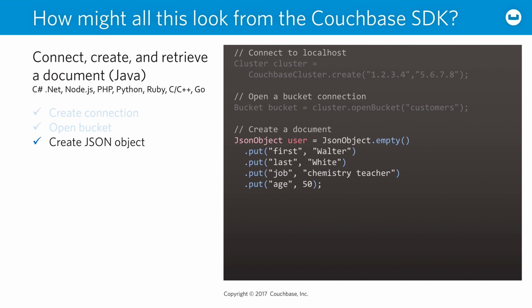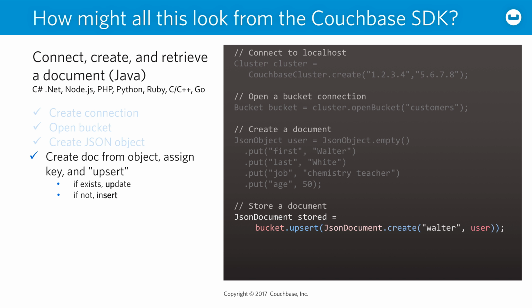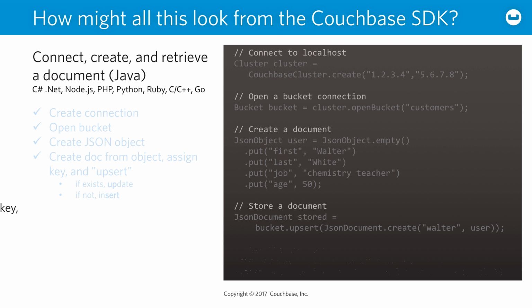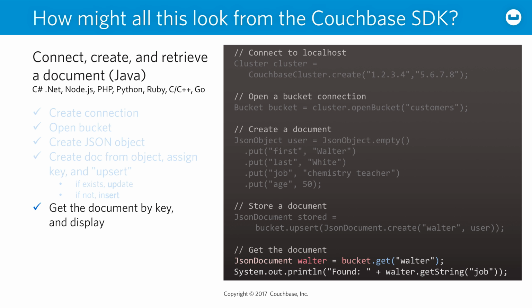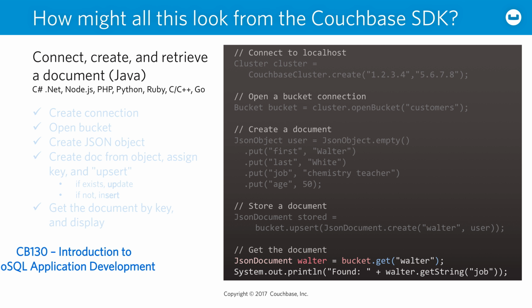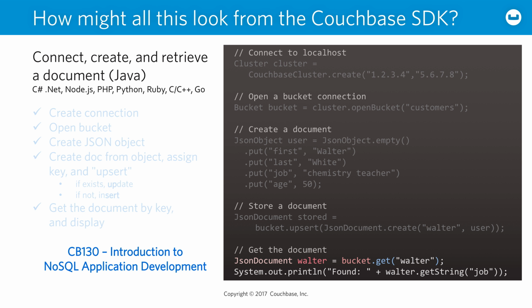You could create a JSON object in some way relevant to your application. You create and assign an ID to that document, then pass it to the bucket. Here, an upsert operation will create the document or update it if it already exists. Then you can get that document by its key and access its values using an approach that's appropriate for the language that you're using. To learn more, check out our free online language-specific courses.